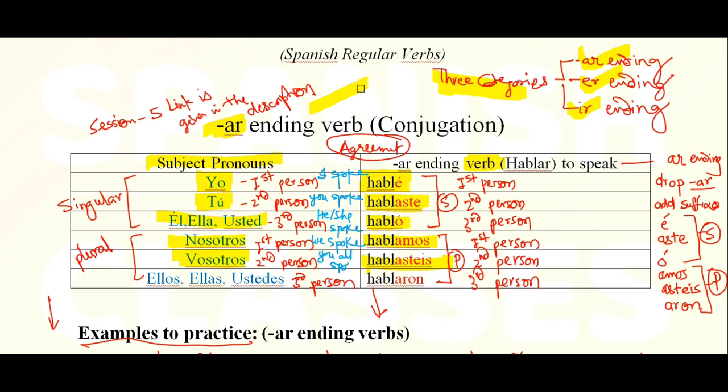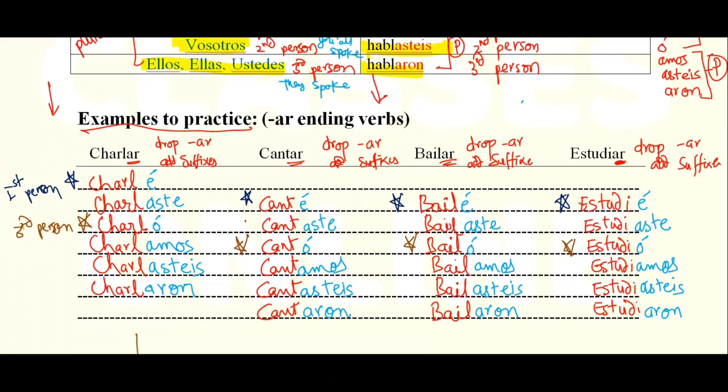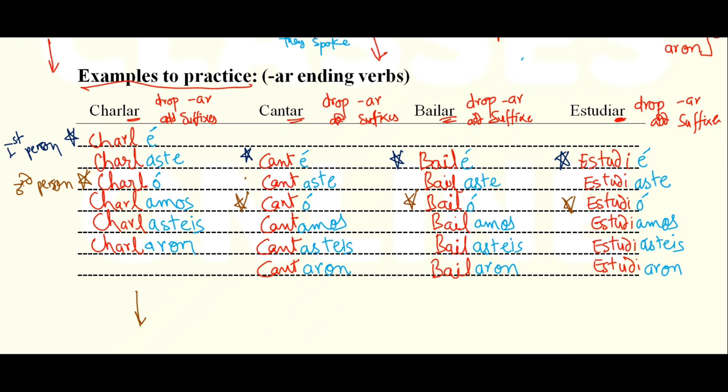And third person, ellos, ellas, ustedes means they all, or you all formal, spoke. This is about AR ending, pretérito indefinido conjugation and agreement between subject and verbs with the translation. These are some other verbs. We can have a look here.